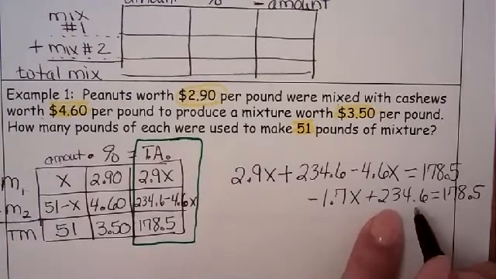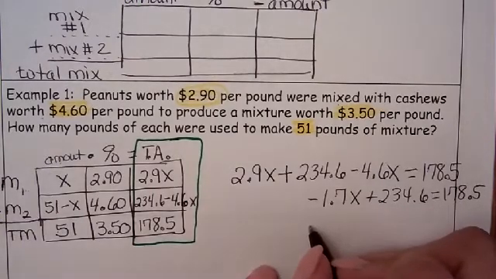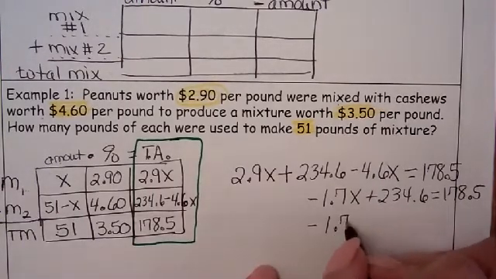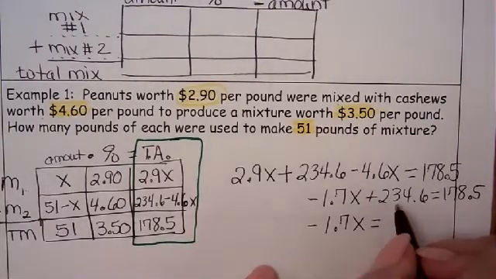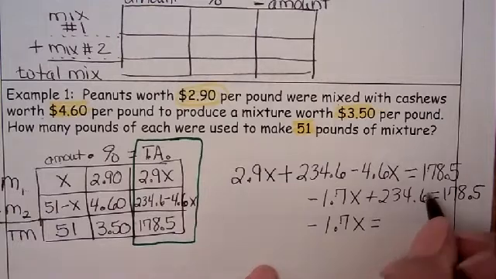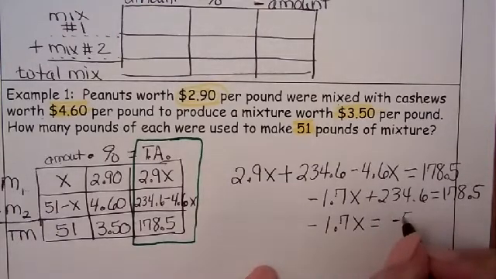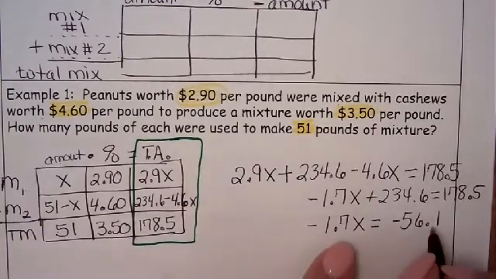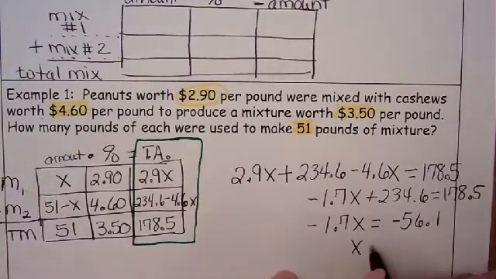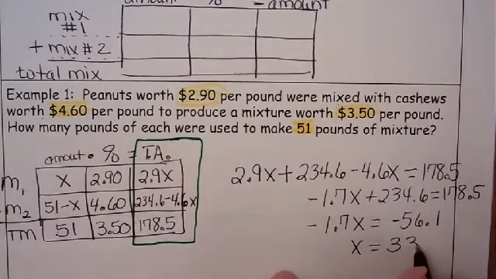So let's subtract the 234. So what I'm going to have is negative 1.7x equal to 178 minus 234.6 is going to give me negative 56.1. If I do the division here in the last step, I'm going to get x equal to 33.